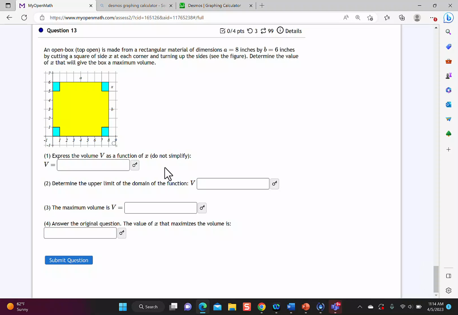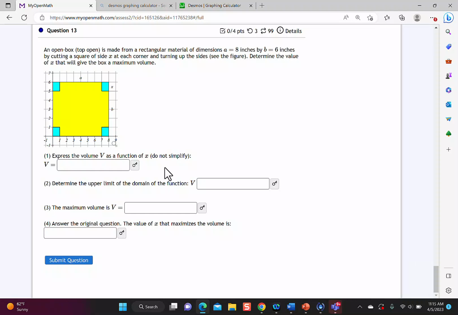An open box, where the top is open, is made from a rectangular material of dimensions, in this case A is 8 and B is 6. And we're making the box by cutting a square of side X from each corner and turning up the side. And you can see the diagram so you can get a picture of what that looks like. We want to determine the value of X that will give the box a maximum volume.